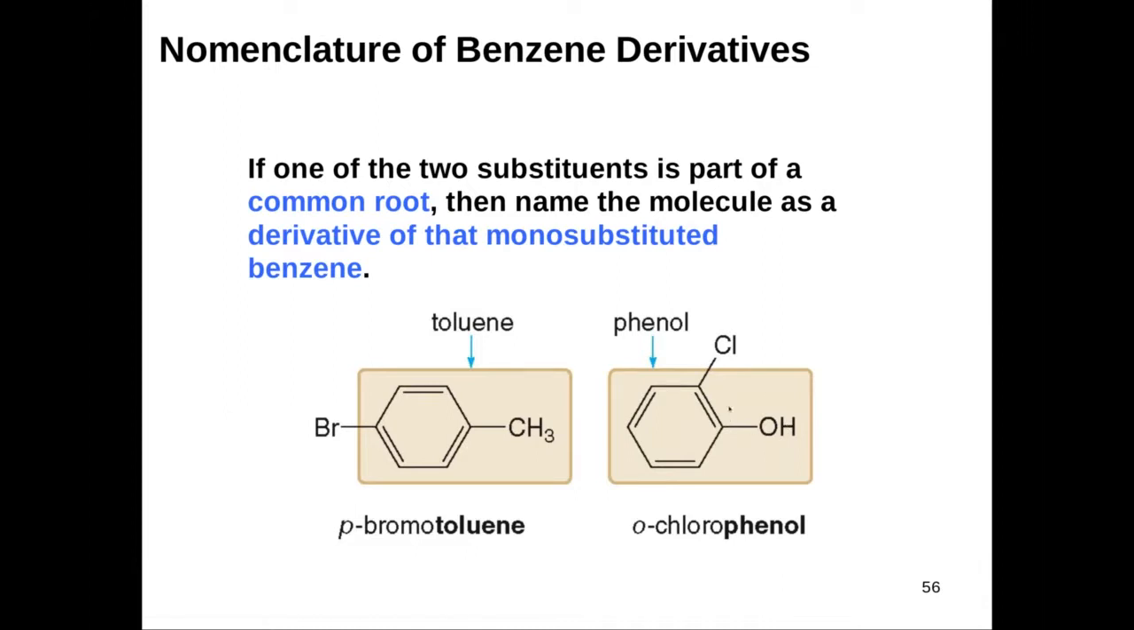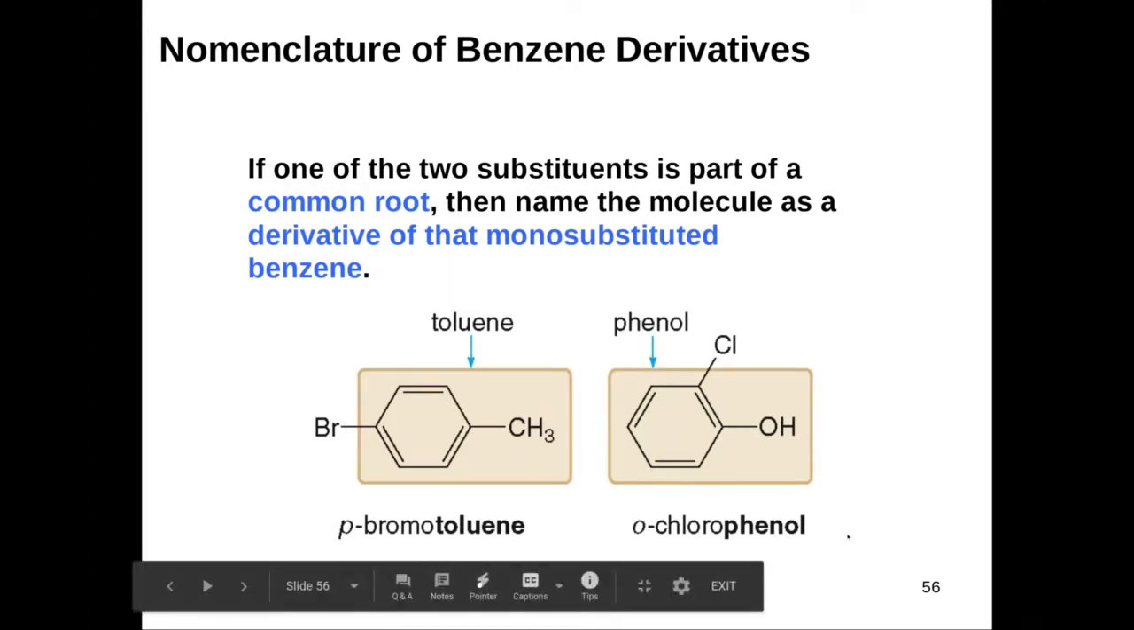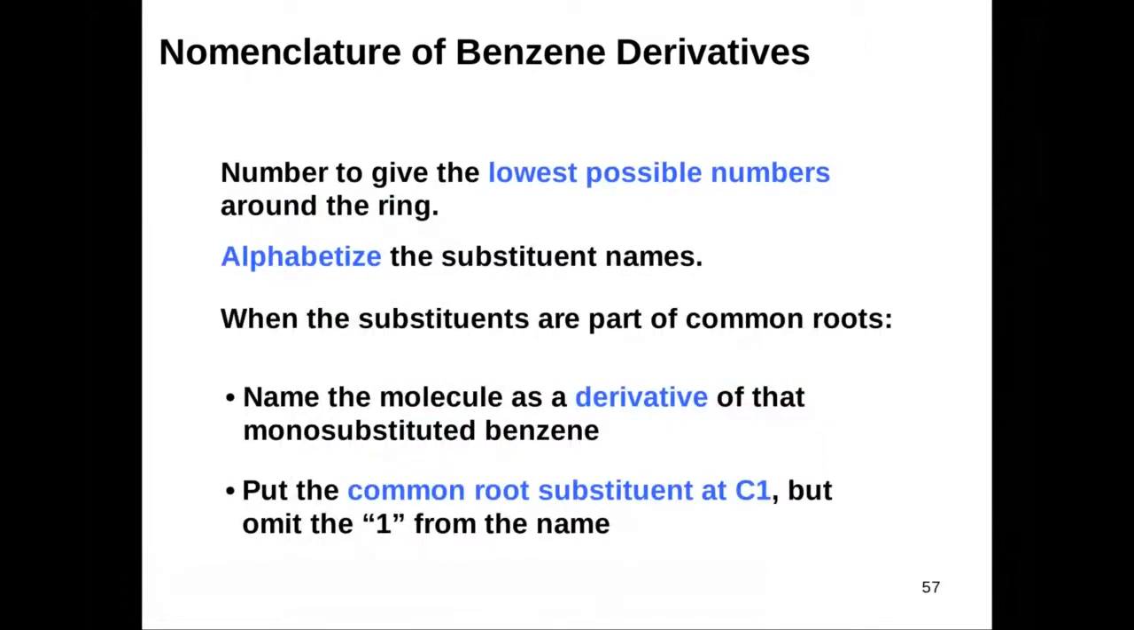And we have to say, okay, what position relative to this group is it in? So in this case, it's in the ortho position, so it's o-chlorophenol. In this case, it's in the para position, or p-bromotoluene. So just as a note. And as with naming benzene derivatives, we give the lowest possible numbers around the ring, and we alphabetize them very much like we have been. And when the substituents are part of those common roots, we name the molecule as a derivative of that monosubstituted benzene, as we saw on the previous slide.